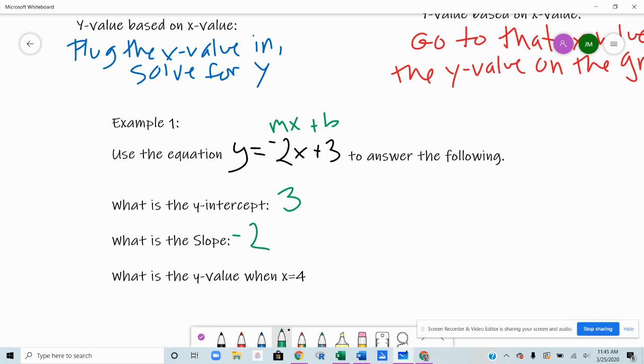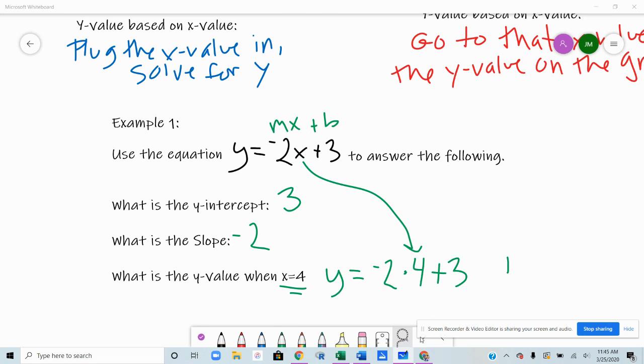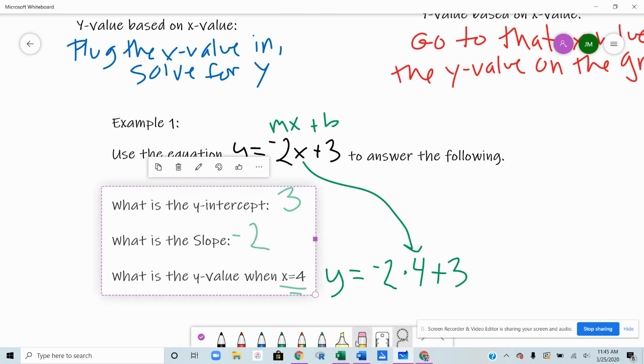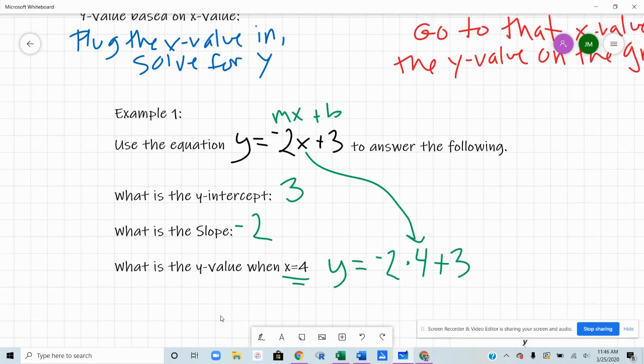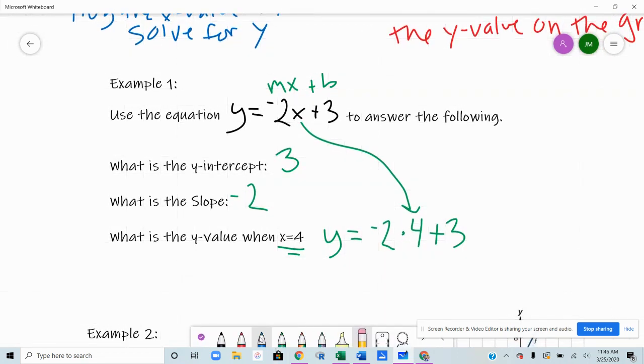And then the last one, what is the y value when x equals 4? So you come back up here and it says plug the x value in and then solve for y. So we're going to do y equals negative 2 times, and what is x? X equals 4, plus 3. So we just plugged our x value in. We plugged in our 4. And then you get a calculator, use your head, whatever you are able to do. Once you've gotten that, you hopefully saw that y equals negative 5. Okay?